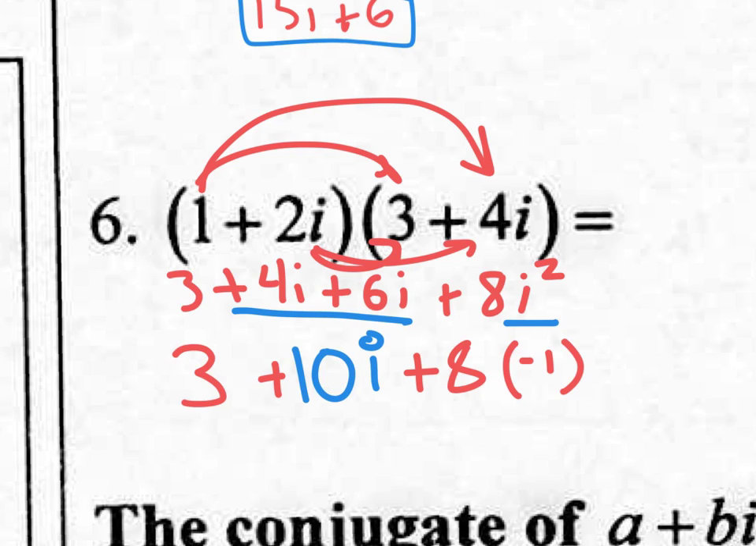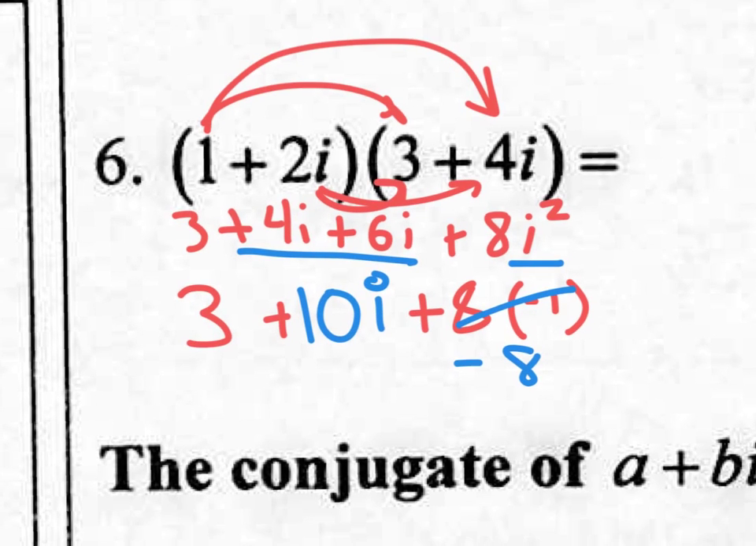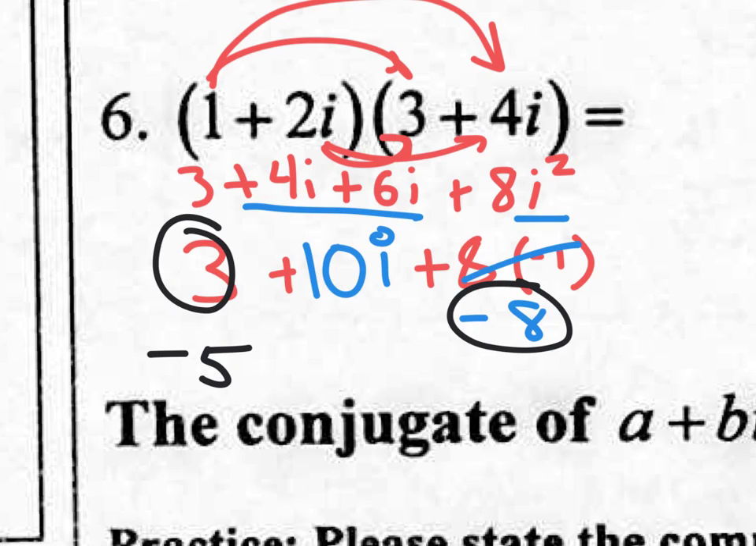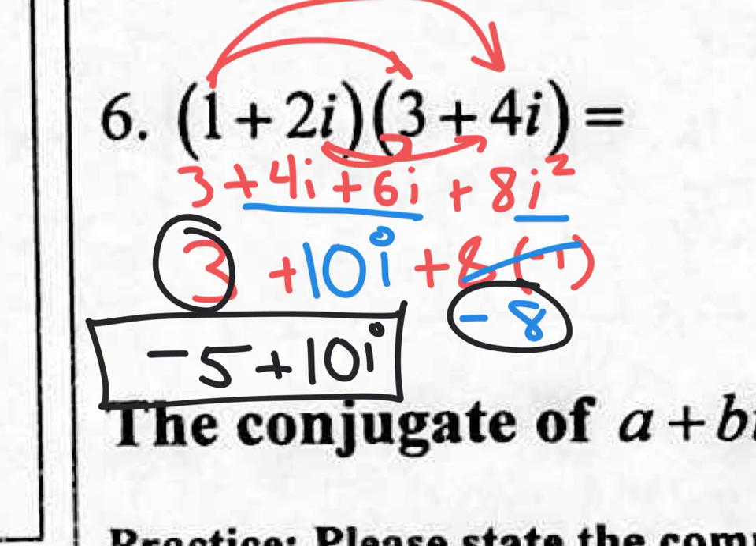So what do I really have? I have a negative 8. So instead of 8 times negative 1, you could think of it as negative 8. And now let's combine like terms and write it in the form that we're supposed to, with the real part first. So when I say what's 3 and negative 8, that's negative 5 as the real part of my complex number. And then plus 10i, which is the imaginary part of my complex number. And there's my answer, negative 5 plus 10i.